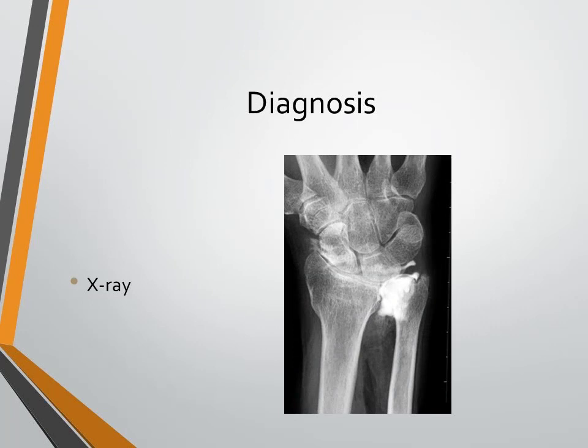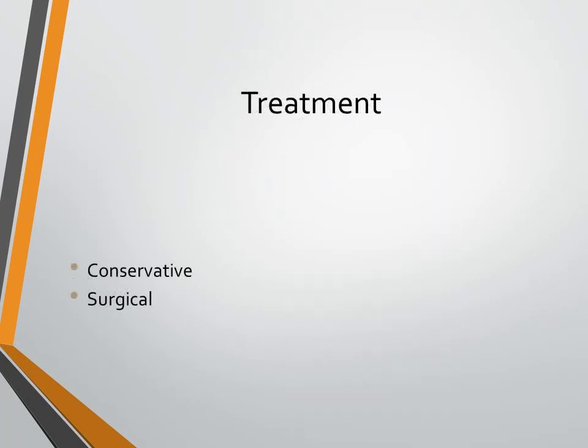An x-ray can assess the ulnar variance, and treatment may be conservative or surgery. Conservative treatment will be a short arm splint or cast immobilization, and surgery will consist of a debridement and a repair of that complex.